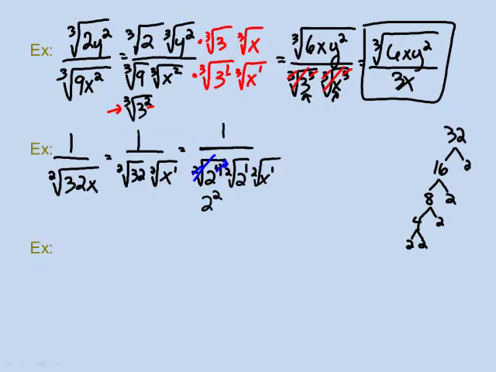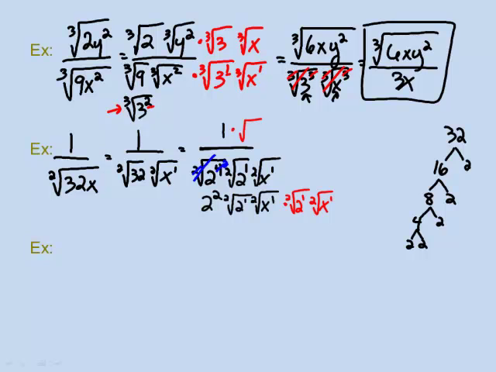In our denominator, 2 squared times the square root of 2 to the 1st times the square root of x to the 1st. Now to get rid of those remaining radicals in the denominator, we're going to have to multiply by the square root of another 2 to the 1st, which will give us 2 squared when we combine, and also a square root of x to the 1st, which will combine to give us the square root of x squared, which will rationalize our denominator.